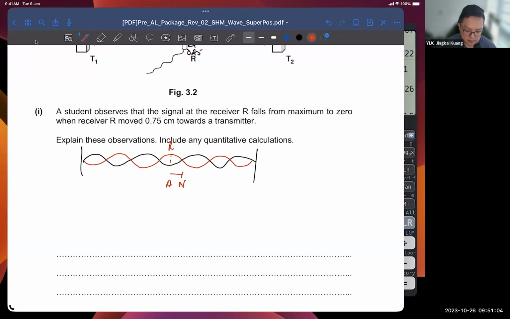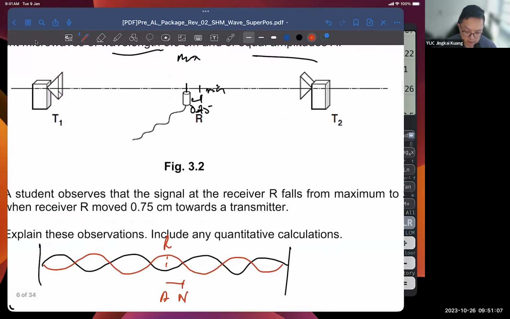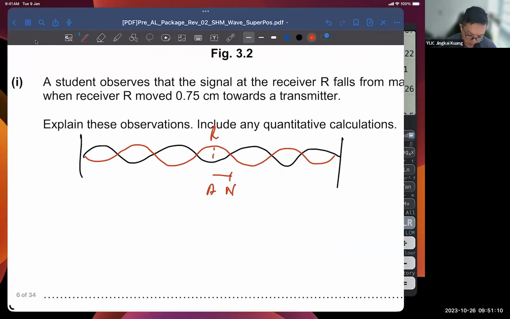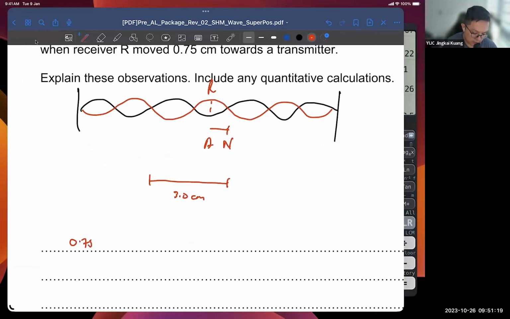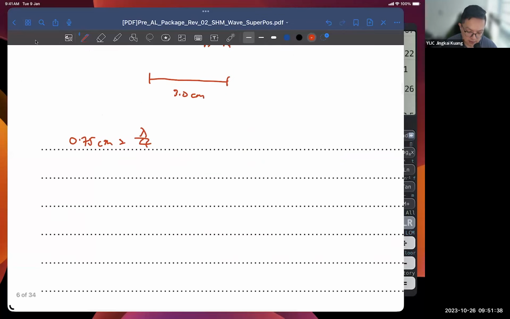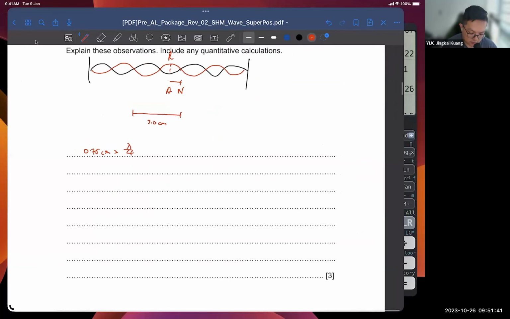Look at this wave here. They told us the wavelength is 3 cm, so from here to here, this distance is 3.0 cm. Which means 0.75 cm corresponds to lambda over 4, a quarter of wavelength, which is just nice from an anti-node to a node. For this question, it's good to do some calculation. For 3 marks, you can say that a stationary wave is set up.